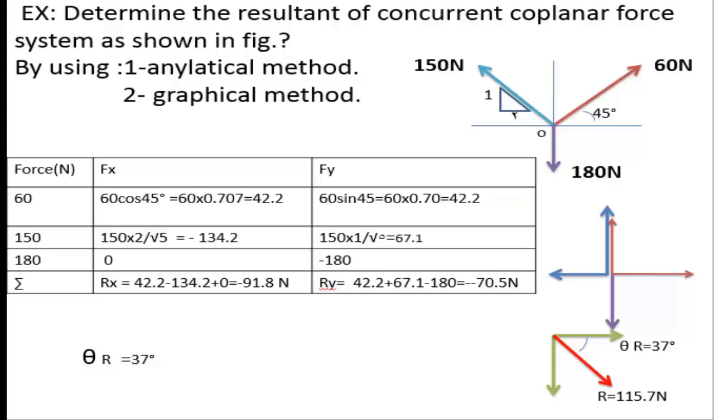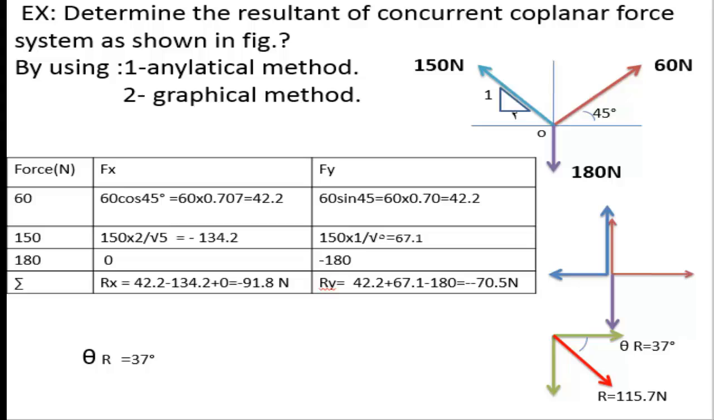Example. Determine the resultant of the concurrent coplanar force system as shown in the figure, by using first the analytical method and second the graphical method. There are 3 forces: 60 Newton, 150 Newton, and 180 Newton. We can analyze the forces 60 Newton and 150 into 2 components, x and y direction, and put them in the table.